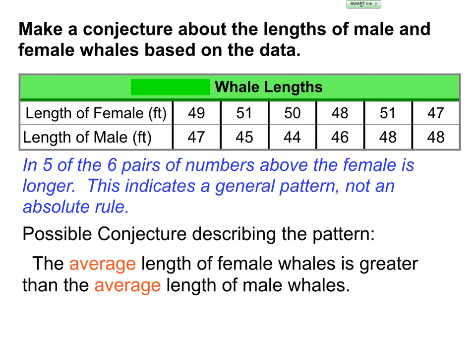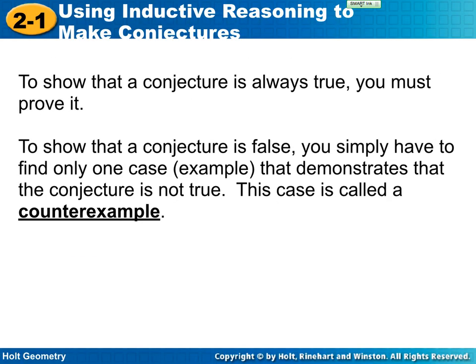So conjectures in real life situations might be a little bit harder to come up with than just our number patterns and picture patterns. And what I had here was the idea of a counterexample. As you were saying, we couldn't say that the females were longer because that last one doesn't work. That would be the counterexample if you had said that female whales were always longer. So a counterexample is a way that you can show a conjecture is false. Simply find one case or one example that demonstrates the conjecture is not true. That's a way to show it's false.